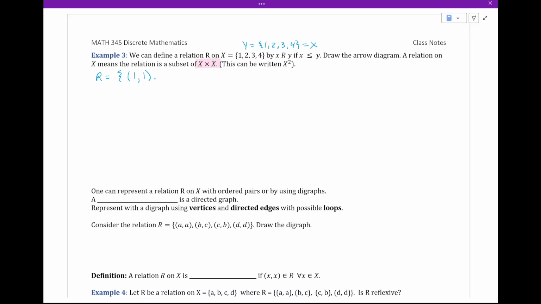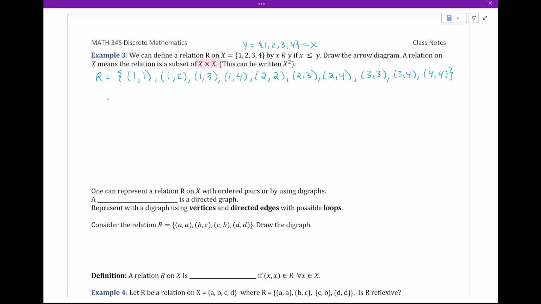Okay, so 1 is less than or equal to 1. 1 is less than or equal to 2. 1 is less than or equal to 3. And 1 is less than or equal to 4. And now we'll start with 2. 2 is not less than or equal to 1, but it is less than or equal to 2. And 3. And 4. 3 is less than or equal to 3 and 4, and 4 is less than or equal to 4. So those are the elements in our relation.